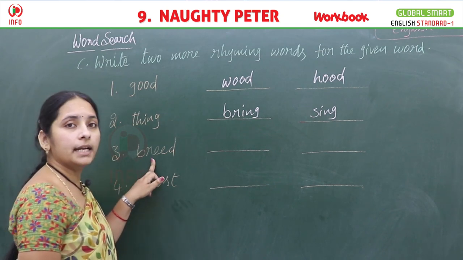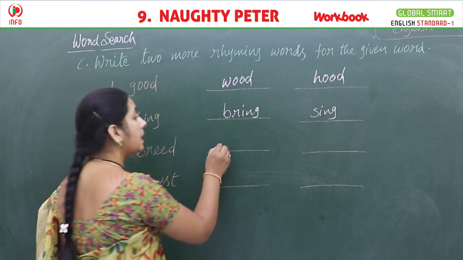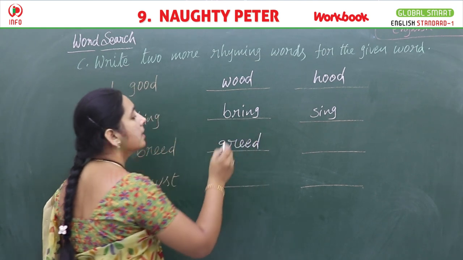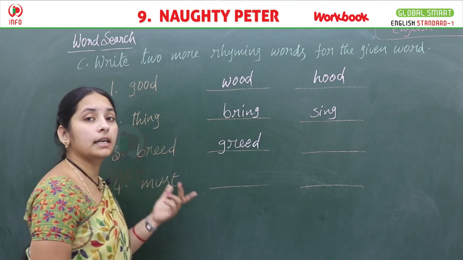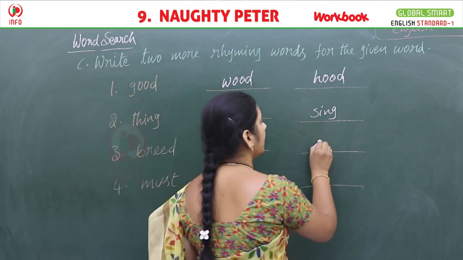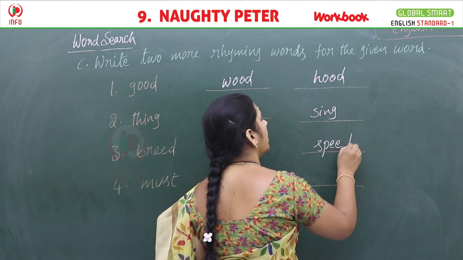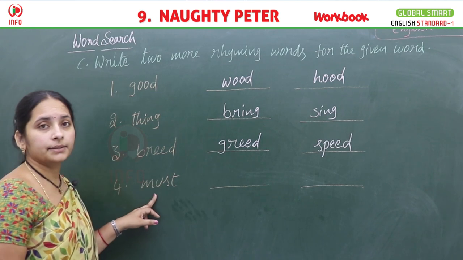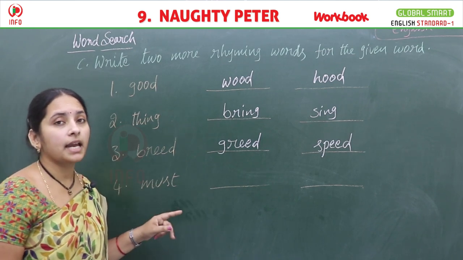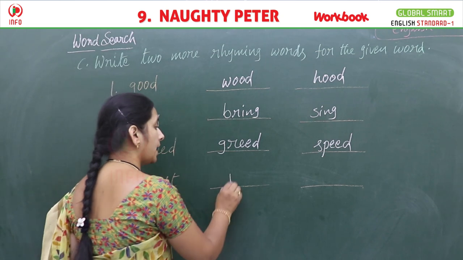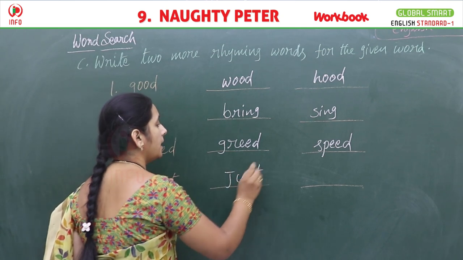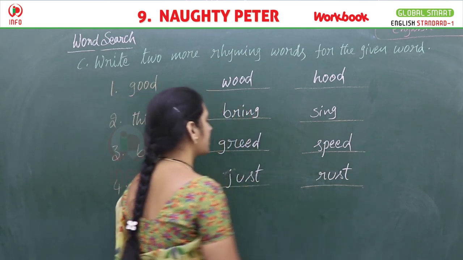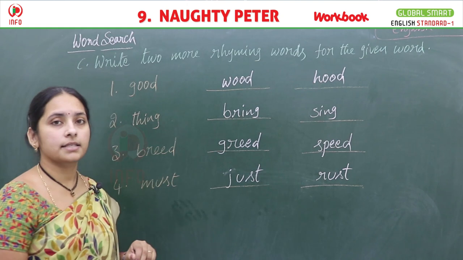Next one, breed. Greed, greedy people. So greed, breed, greed, yes, speed, feed also you can write, very good. Next one, must. What can we write? Must, just, yes, just, rust. Must, just, rust, okay.